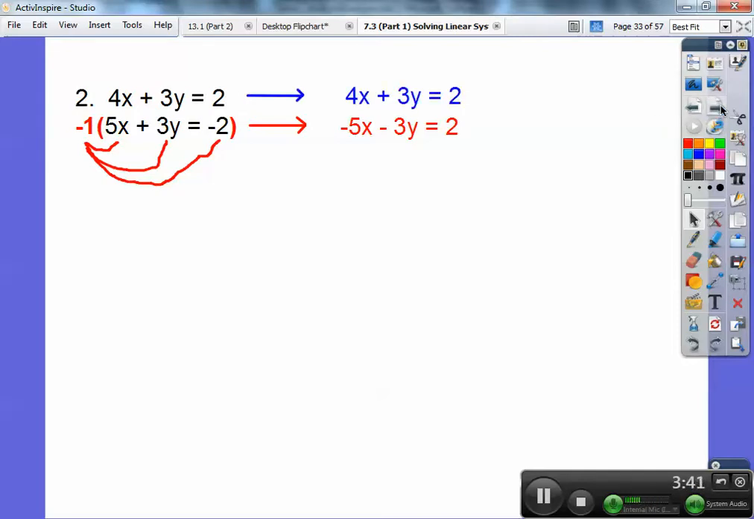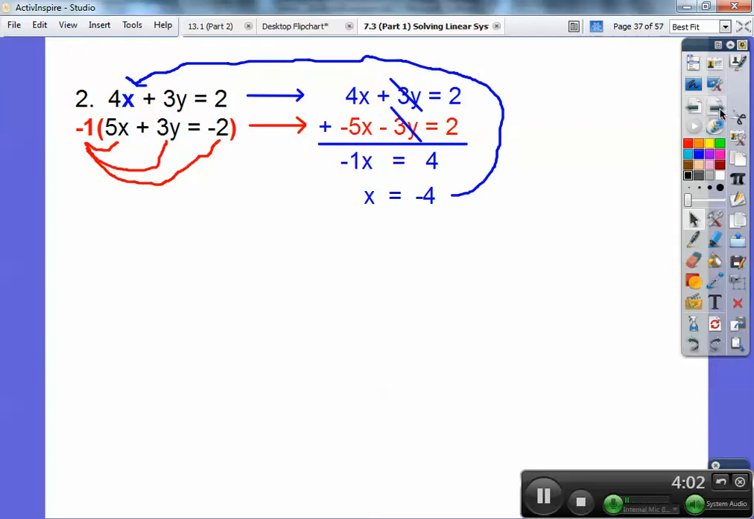Now they're ready to add. When you add them, the 3y's are gone, the plus 3y and the minus 3y. I made them opposites of each other by multiplying the whole equation by negative 1. So if they're not opposites, you can make them opposites. 4 plus a negative 5 is negative 1x. So negative 1x equals 4, so x equals negative 4.